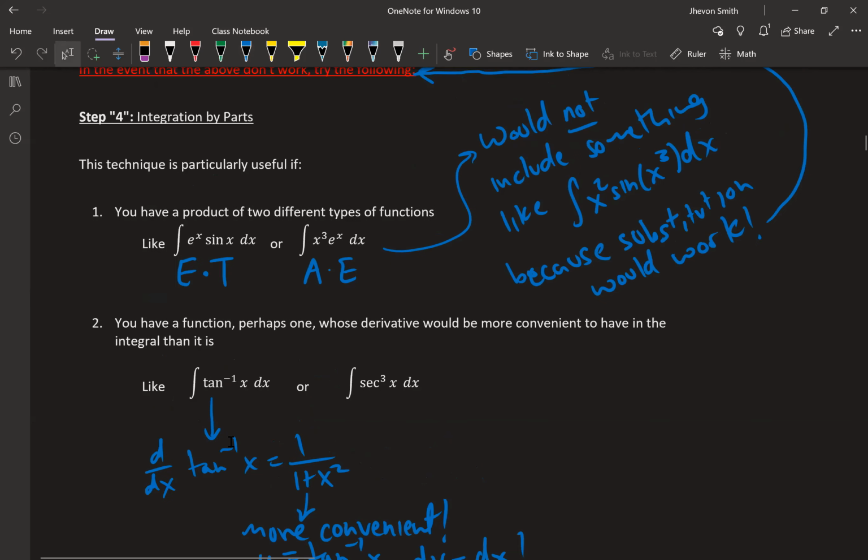Or you can look at the secant cubed example. You would break this up like a secant squared and a secant. And here, you'd realize that it's more convenient here to take derivatives of one part. I should put this. Convenient to take the derivative of this.